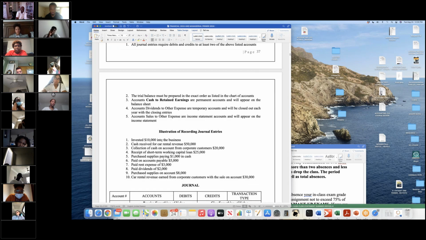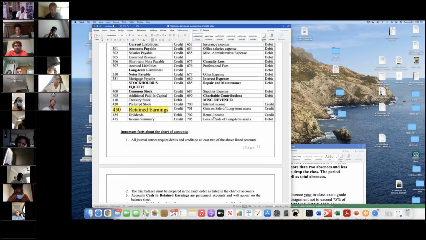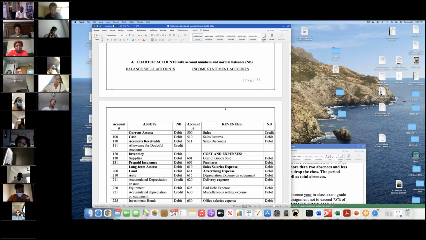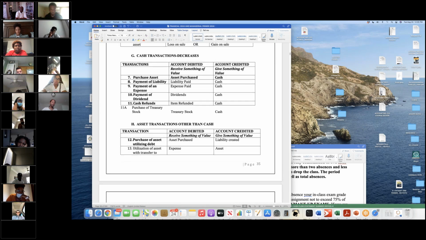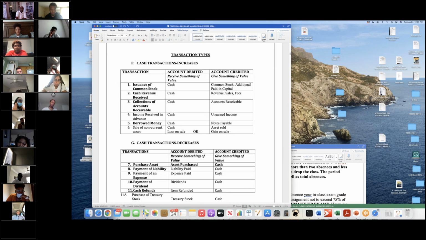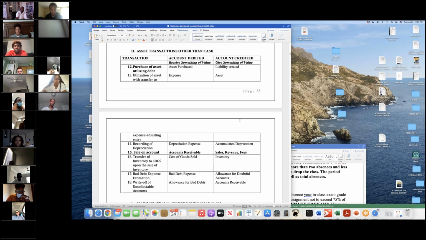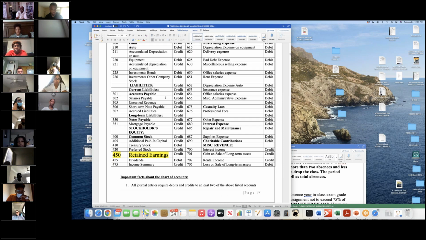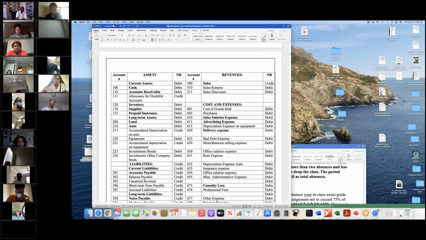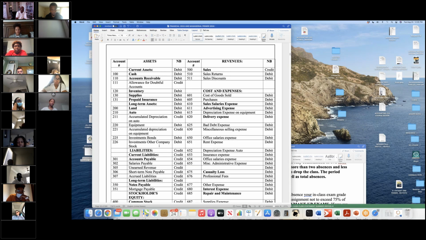Our first transaction, we invested $10,000 into the business. So what type of transaction is that? I go back up to my transaction types. Issued common stock, that's going to be a transaction type 1. So the type is 1. Since it's type 1, I debit cash and I credit common stock. So basically, we're just debiting cash and crediting common stock. So now I got to go and get my account numbers. Let's move slowly. So I see cash is 100 and common stock is what? 400.